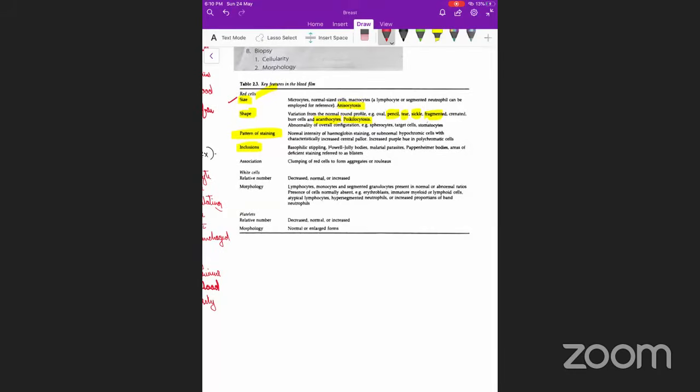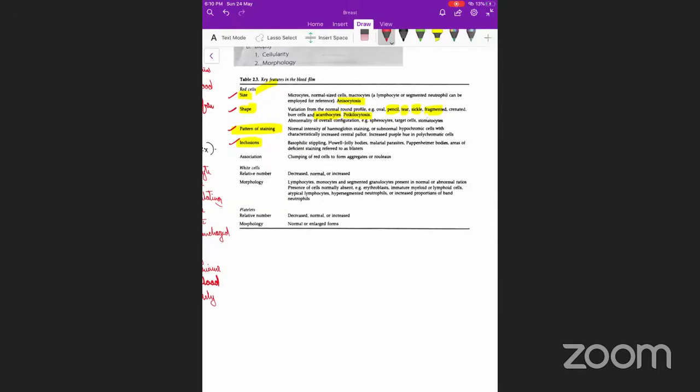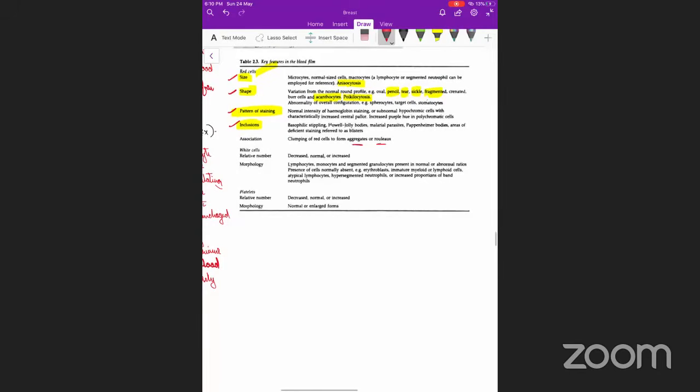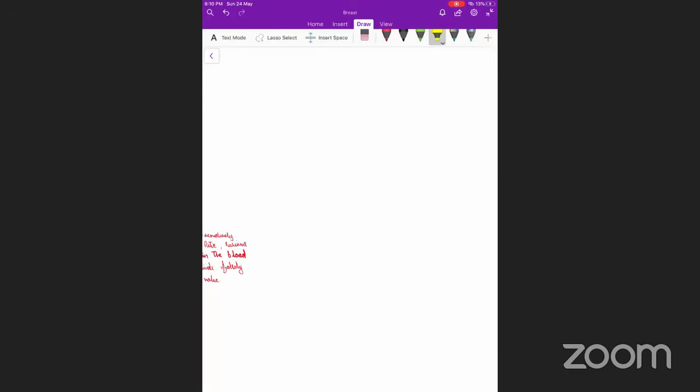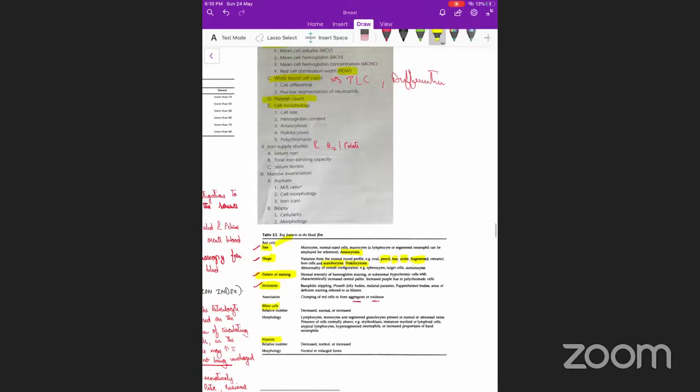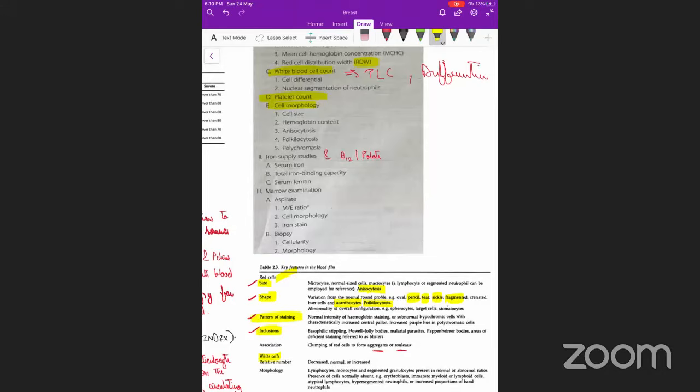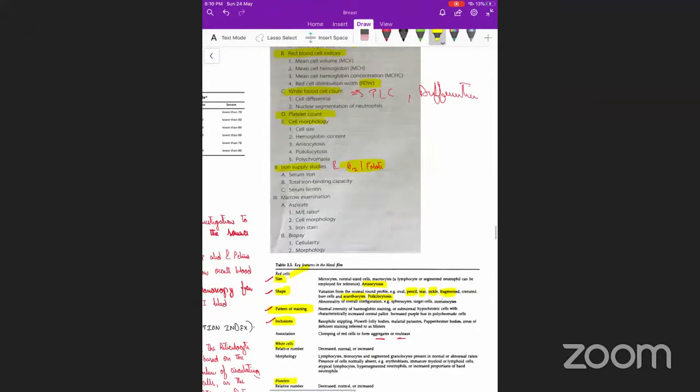These are usually done by pathologists, so we're not dealing with them in such detail, but you look at size, shape, pattern of staining, any inclusion bodies, and any aggregates or rouleaux formation, and you look for other cells like white cells and platelets as well. This is what you see in a peripheral blood smear. Then you can do iron studies, which we'll deal with in detail later, and look for B12 and folate deficiency. And finally, if we still cannot come to a diagnosis, we'll do bone marrow examination.